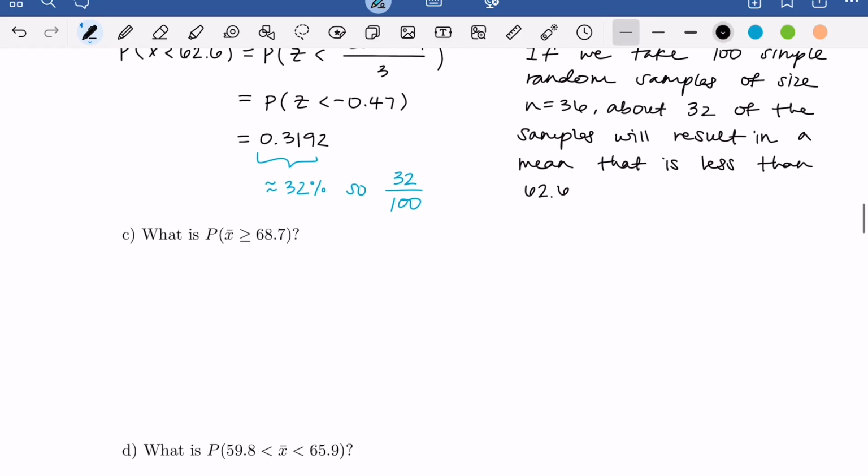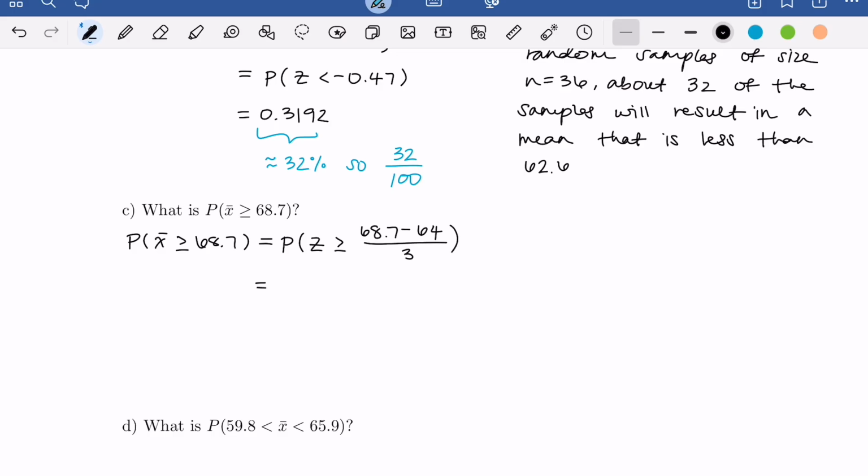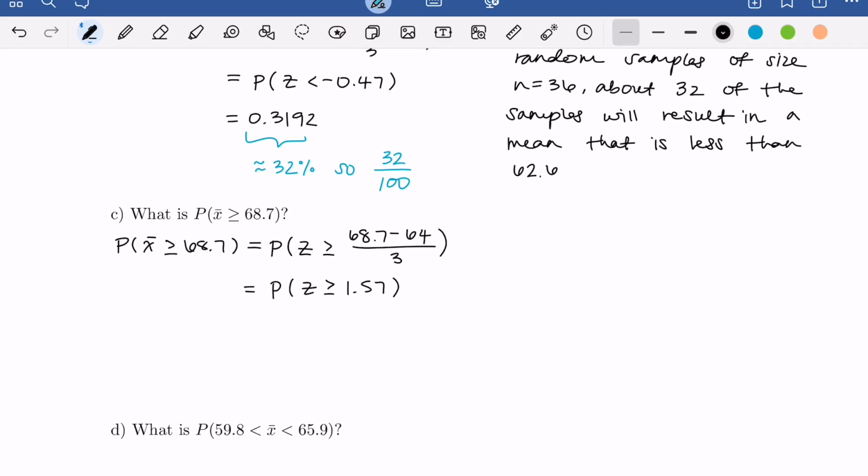Now let's do something similar for part C. Now we want to find the probability that the sample mean is greater than or equal to 68.7. This probability we can find by using z-scores. So the probability that the sample mean is greater than or equal to that is equal to the probability that z is greater than or equal to the z-score that we get by transforming this x value. This is going to give us 1.57. So the corresponding z-score is 1.57.